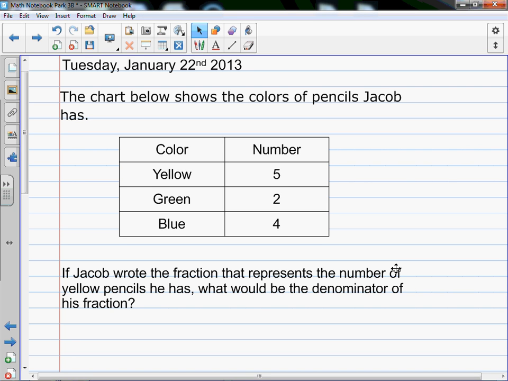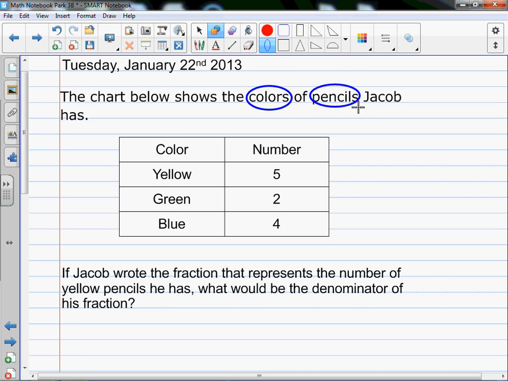The first thing we need to do when working these problems is to circle and underline the important parts. So let's go ahead and do that first. The chart below shows the colors of pencils Jacob has. Colors of pencils.